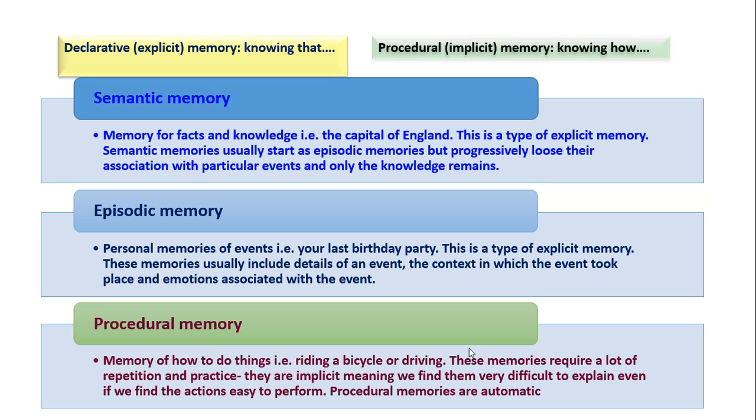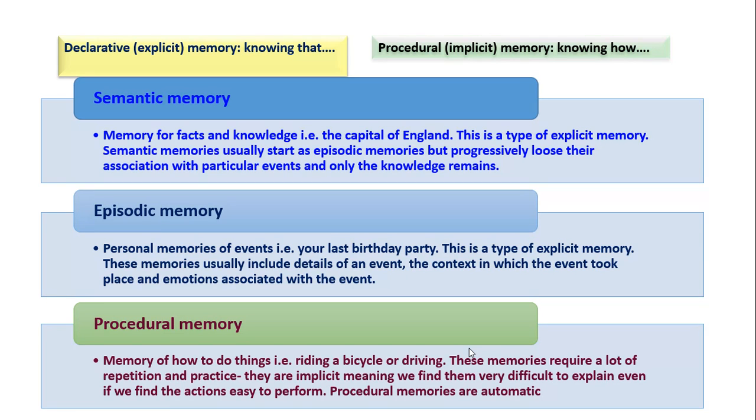So there are 3 types, so semantic, episodic, and procedural. So semantic is facts, it's knowledge, it's explicit. Episodic is things that happen to you, so details and context, emotions. And procedural is how to do stuff. You find it difficult to explain a procedural memory. It's hard to explain how you ride a bike. You just know how to do it. So that's why it's an implicit memory.